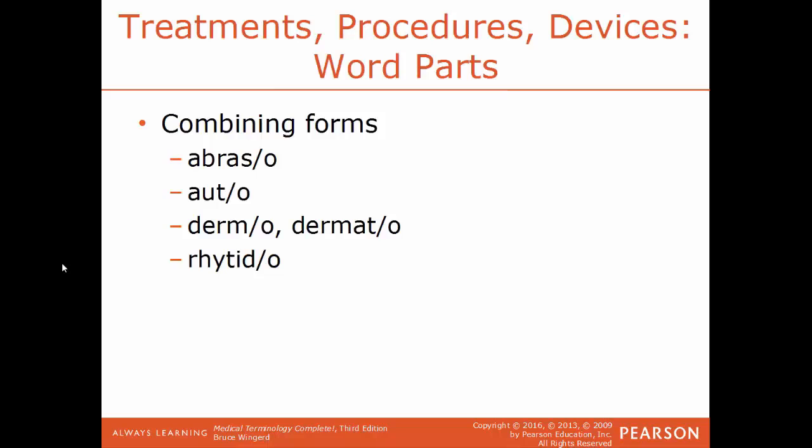Alright, now we'll talk about some treatments, procedures, and devices, and some word parts. The first one, abrase or brazo, means to rub away. Auto means own or self. And think of the term automatically. You're doing something by yourself. Derm or dermato means the skin. Rhytid is another word for wrinkle.